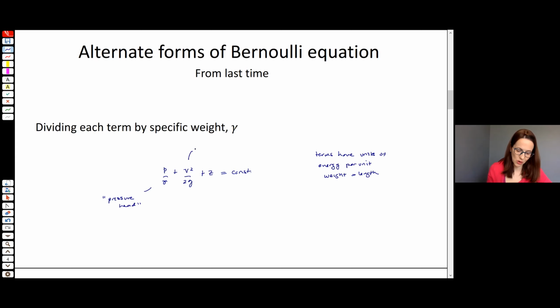This second term is the so-called velocity head. Now this is really fascinating. If you have an inviscid flow, like we're assuming, it represents the vertical distance over which the fluid would have to fall starting from rest to reach the terminal velocity V. So as you can see, that's very related to the kinetic energy. And finally, we have the elevation head.